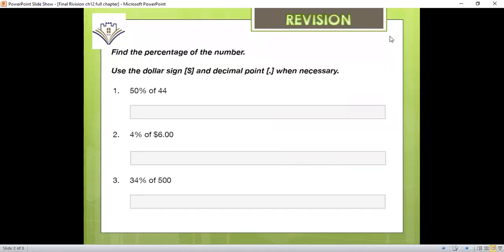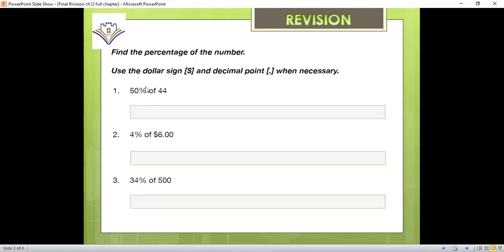The first slide. Find the percentage of the number. Use the dollar sign and decimal point when necessary. Number 1. 50% of 44. We said before that we should replace the "of" by multiply. Then 50% of 44 means 50% multiplied by 44.